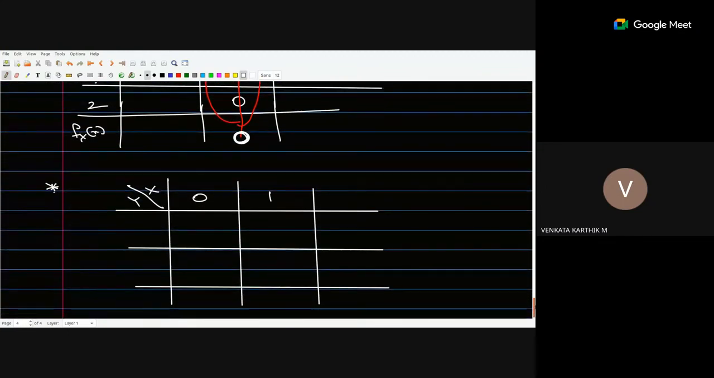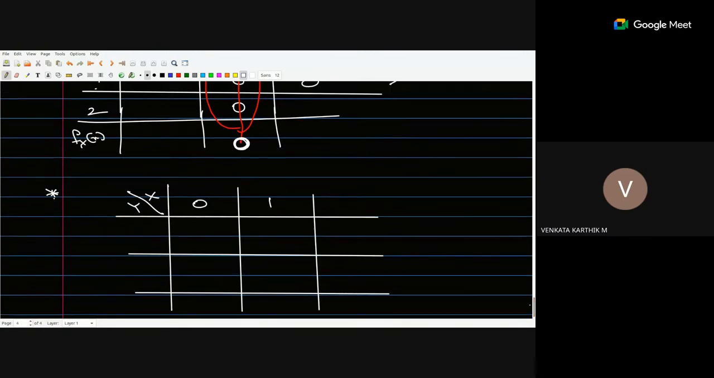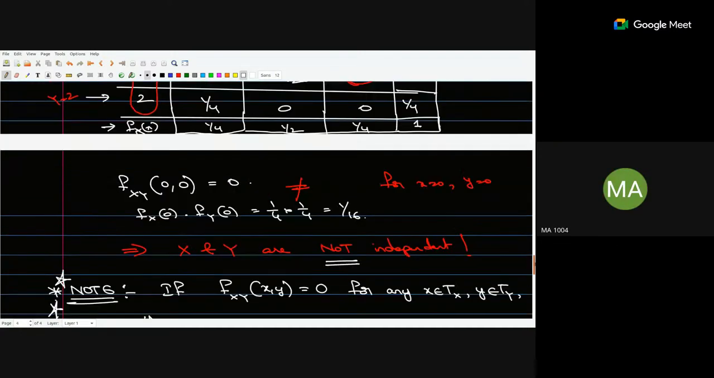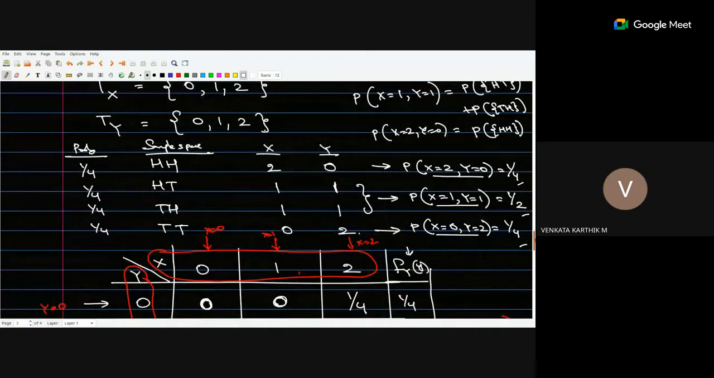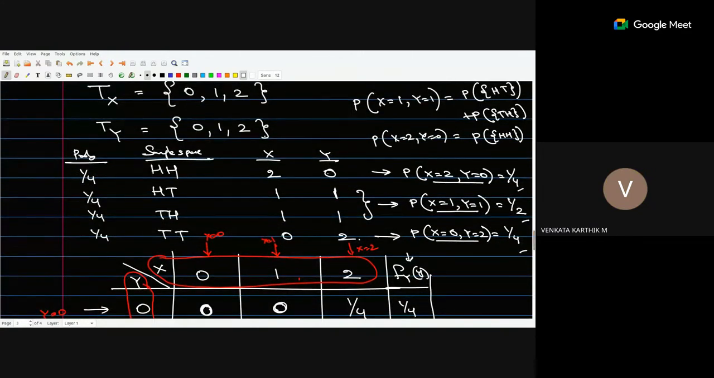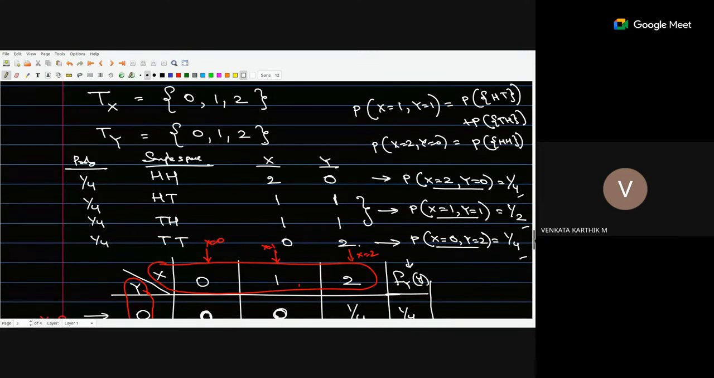Can you reframe your question? In the previous question, you have two times coin tossing, yes. The sample space actually has four outcomes. Right. So we are defining random variables X and Y in the same sample space. So we cannot take different sample spaces and define the random variables. Only in the same sample space can we define n number of random variables or conditions.